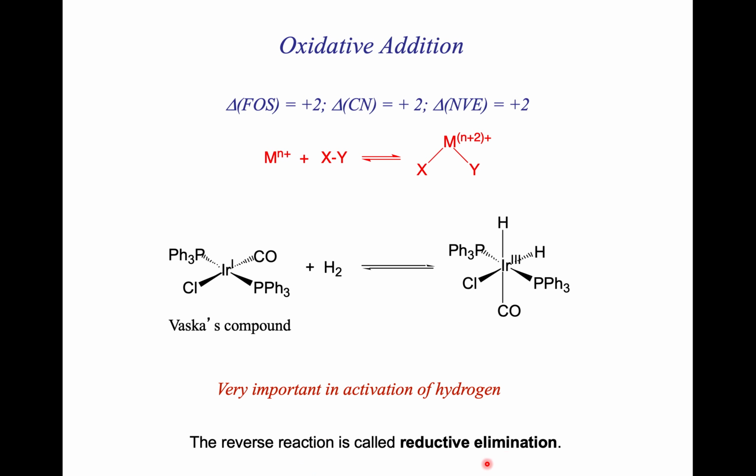The reverse reaction can happen here, where we go the other direction. Sometimes these are fully reversible, where we take a hydride and a hydride on the metal, and so the iridium 3 now goes back and becomes iridium 1, and we eject H2.